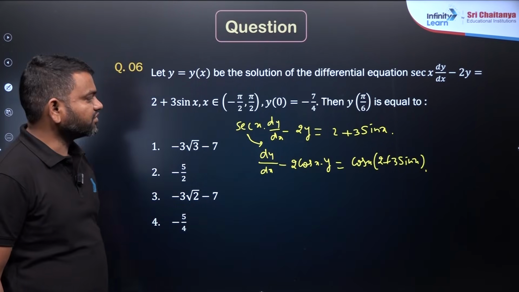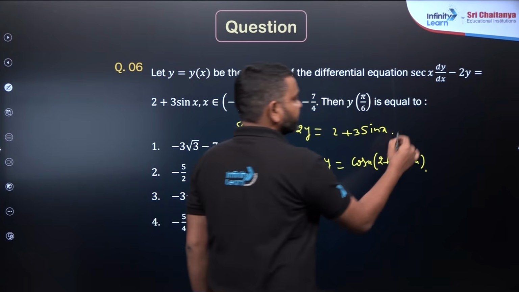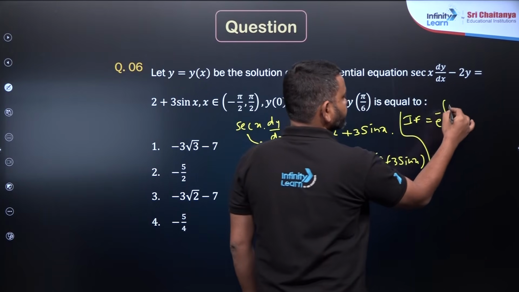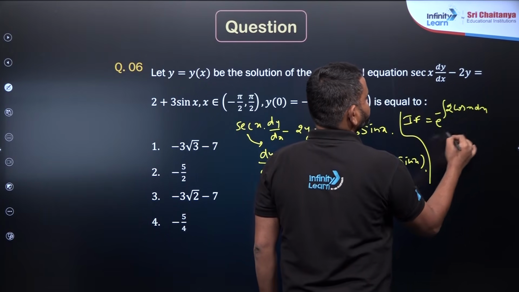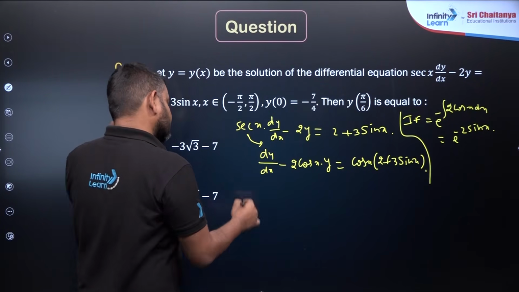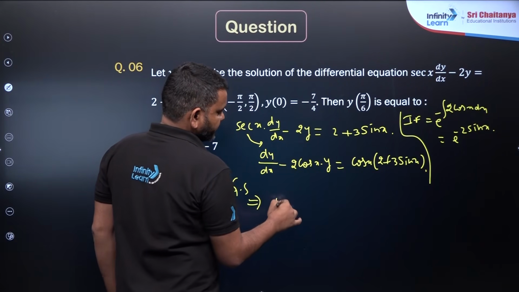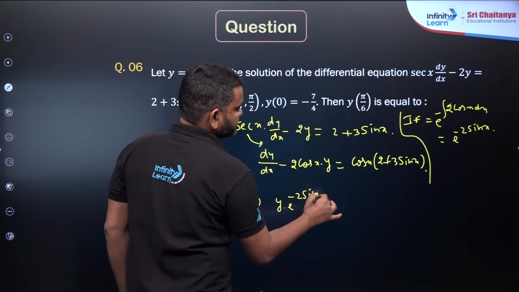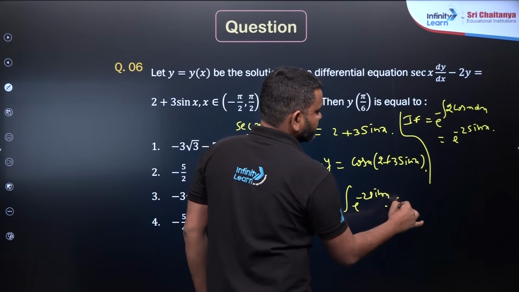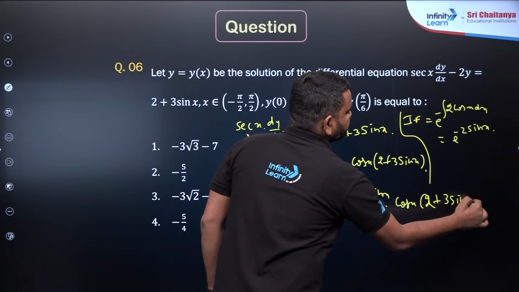Alright, now this is in the form where we find the integrating factor. The integrating factor is going to be e power minus of integral 2 cos x dx, so this is going to be e power minus 2 sin x. So your general solution for this one is going to be y into e power minus 2 sin x equals integral of e power minus 2 sin x into cos x into 2 plus 3 sin x dx.